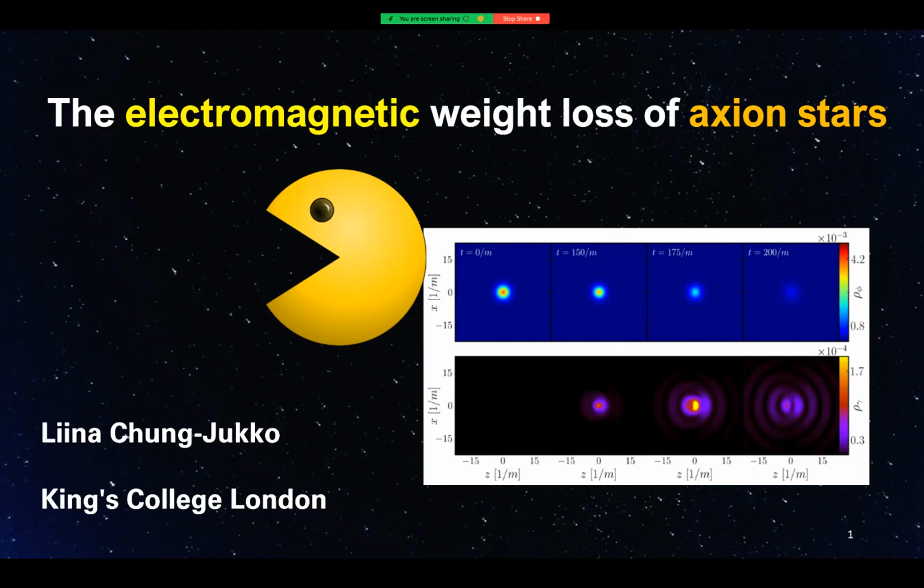Now, if you're wondering why there's a Pac-Man in the middle of my slide, it might become a bit clearer to you in a couple of slides' time. But the main idea is, for the rest of my talk, the Pac-Man will represent my axion star. So wherever you see Pac-Man, I want you to think axion star. Great.